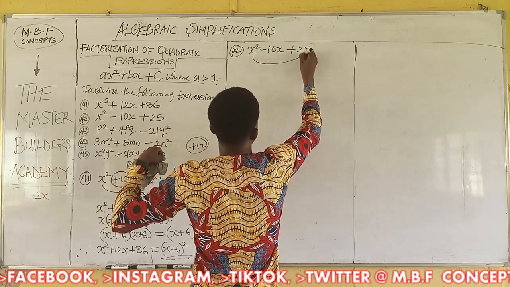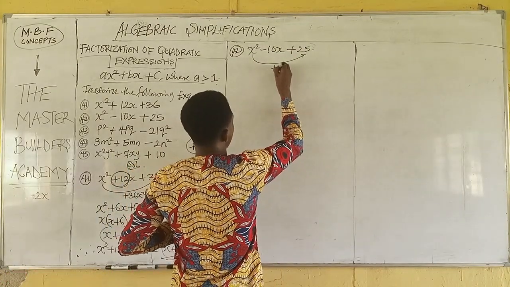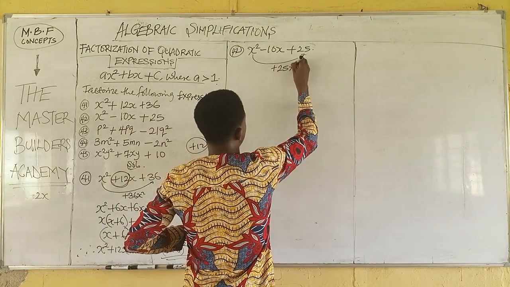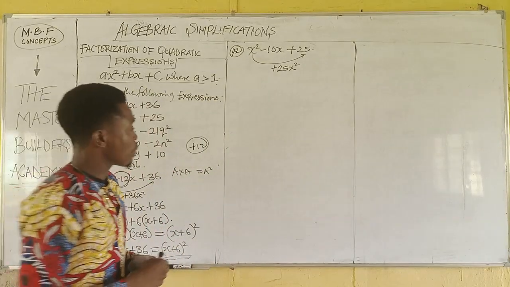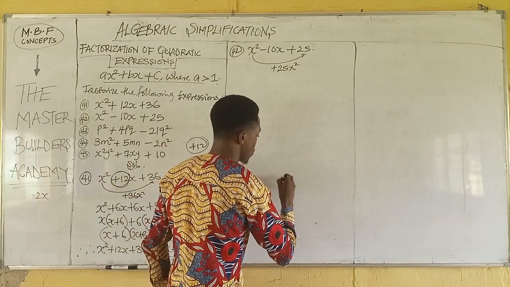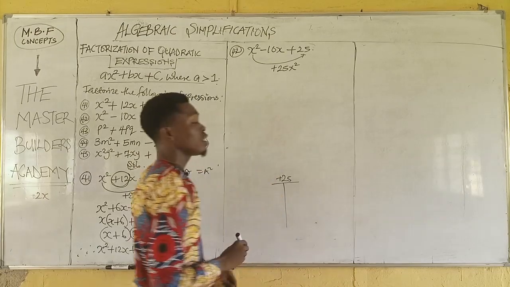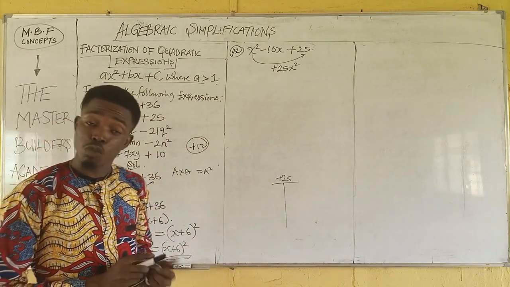Now guys, this will multiply this, guys. We are going to have plus 25x, x squared. Now, what's the next thing we do? We are quickly going to put that 25 here, which is plus 25, and find two factors of 25.